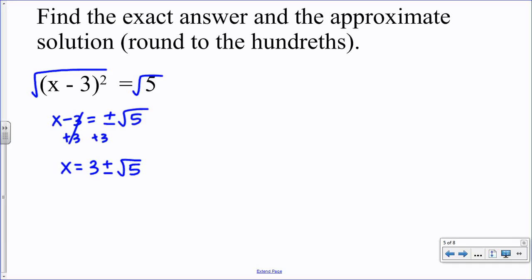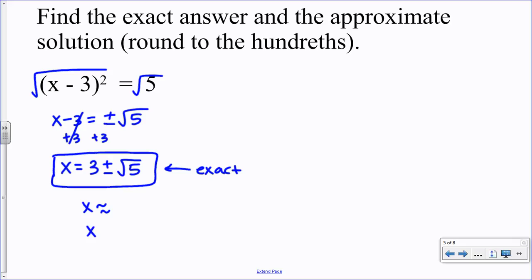Notice that it says find the exact answer. So this is exact, meaning no rounding, no decimals. And then I want to find the approximate answers. So this still gives me two answers, 3 plus square root of 5, 3 minus square root of 5. So I want to do both of those in my calculator.